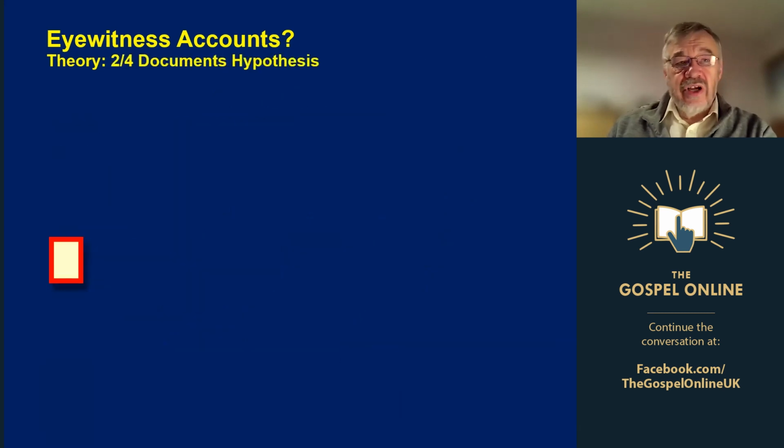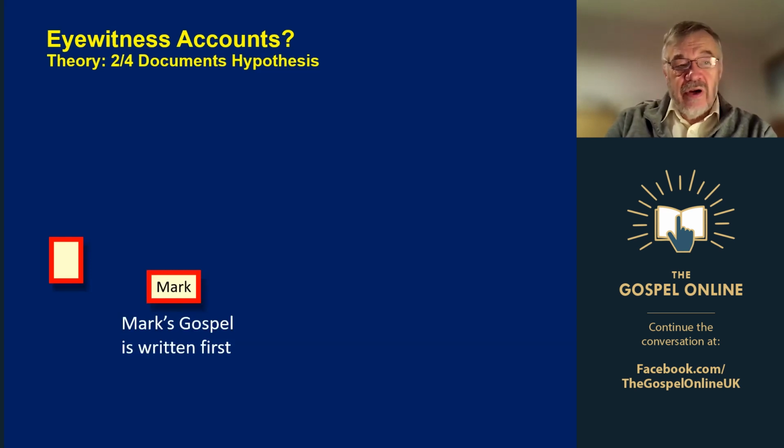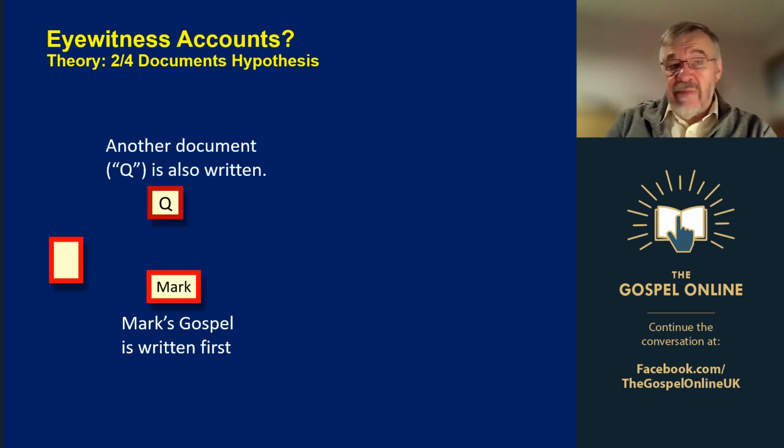The other one is the documentary hypothesis. Now, this is not compatible with the oral tradition hypothesis. The idea is that at some point, fairly early on, Mark's Gospel is written, and there's another document which is also written, maybe even earlier than Mark, maybe around the same time, and the scholars who decided this document might exist were Germans. They call it the source document.